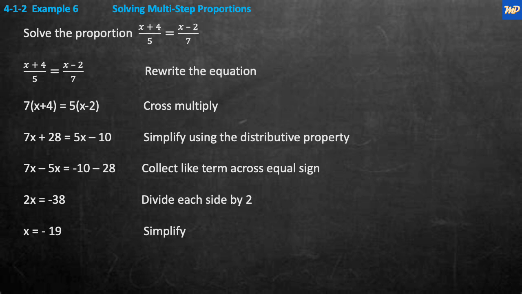Okay, example 6, solving multi-step proportions. This is a little tougher in that you've got variables on both sides and you've got some adding, subtracting and dividing going on here, which is okay, but you just take it one step at a time. Remember, you always do the addition and subtraction and then the multiplication and division.